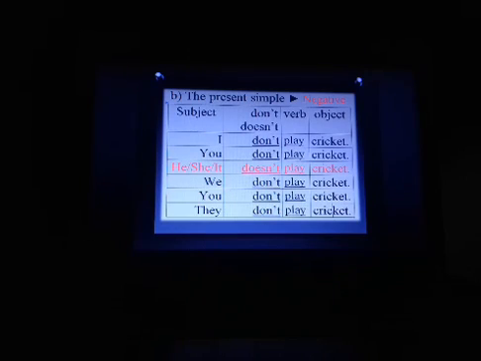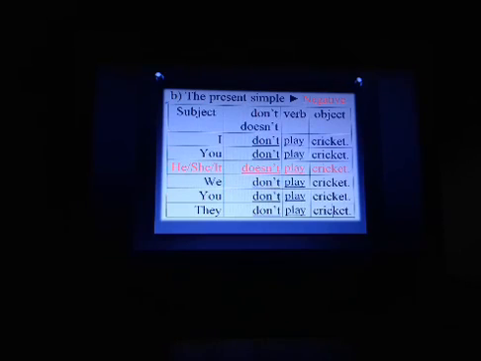This is also very easy and very simple. Just use, before the base form of the verb, do not, don't, or doesn't. Usually don't and doesn't are used after he, she, it as third person singular. Besides this, we use don't with other subjects. So let's read the sentences.